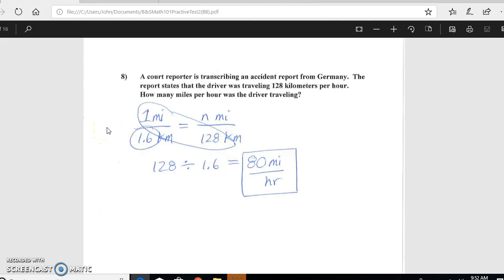Once we have the proportions set up, we look for the two numbers across from one another, the 1 and the 128, and we multiply those two numbers, and then we always divide by the leftover number. And when we do that, we end up with 80 miles, and that is going to be 80 miles per hour in this problem. 128 kilometers is equal to 80 miles, and so 128 kilometers per hour is equal to 80 miles per hour.